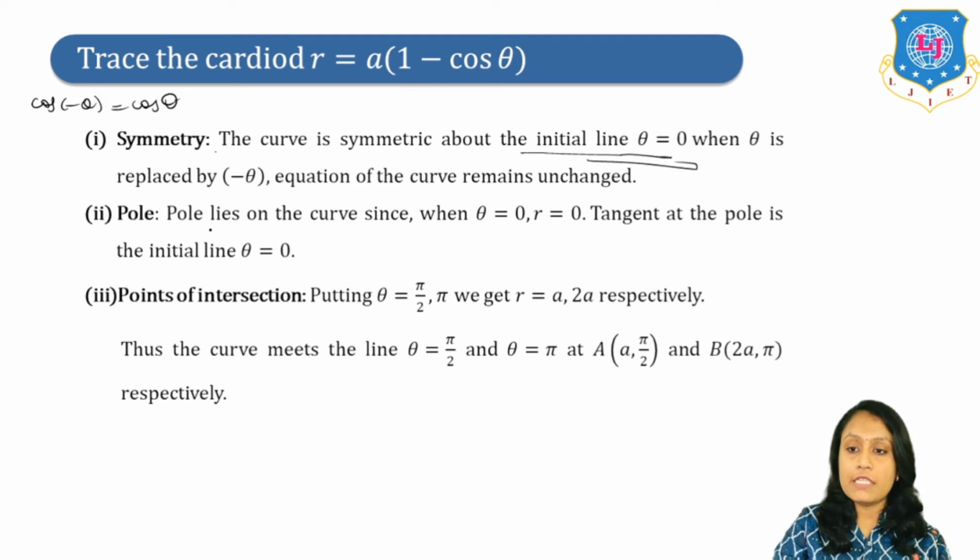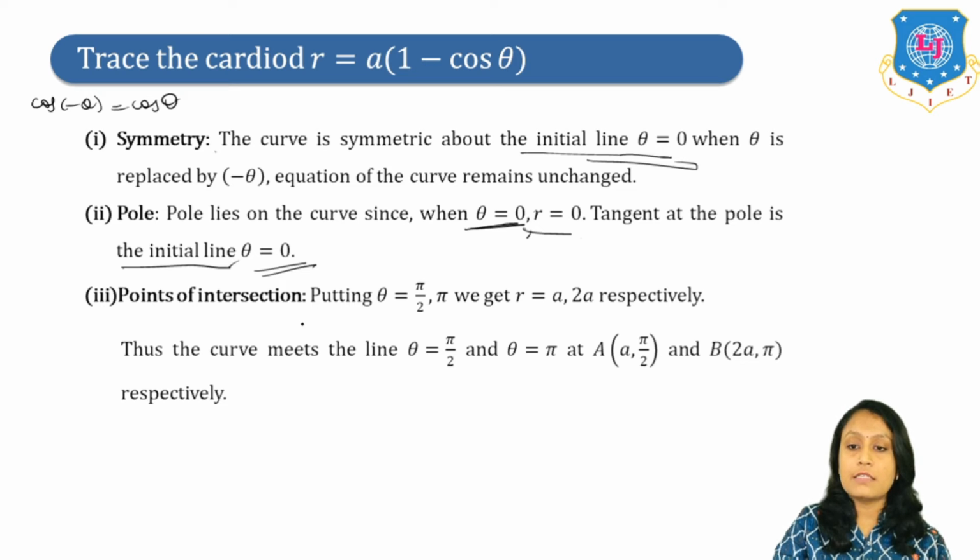Now the next point is the pole. The pole lies on the curve since r = 0 when θ = 0. If you substitute θ = 0, cos 0 is 1, 1 minus 1 is 0, so r = 0. So we can say that the tangent at the pole is the initial line, that is θ = 0.